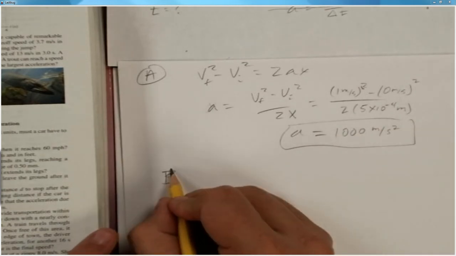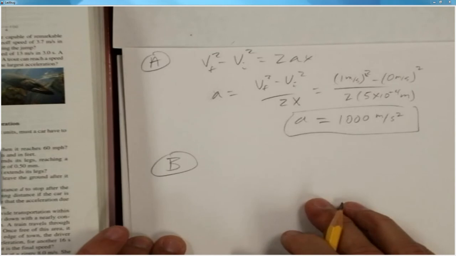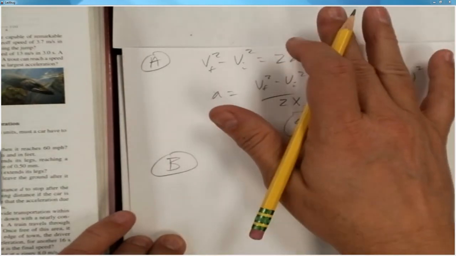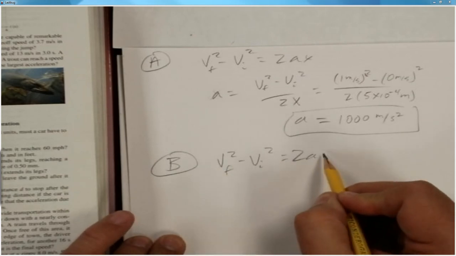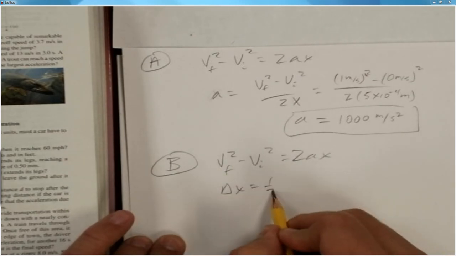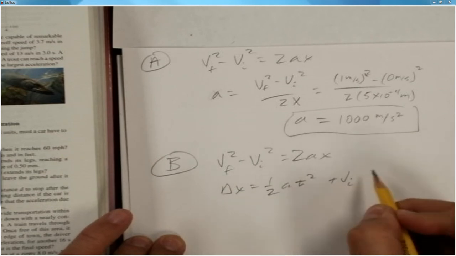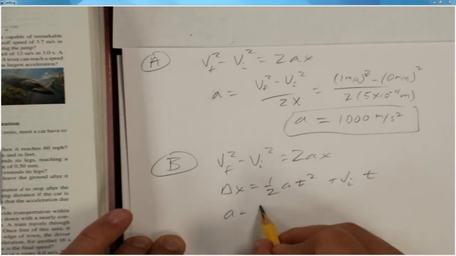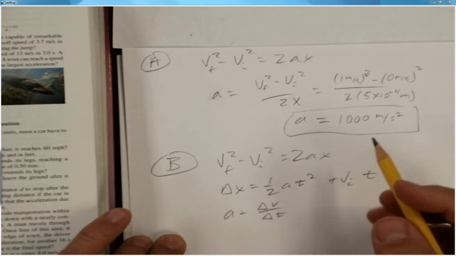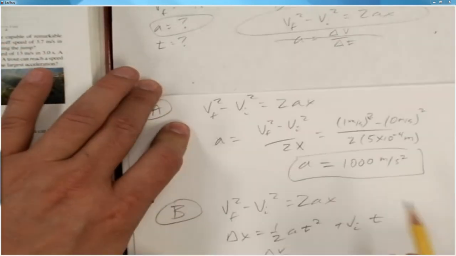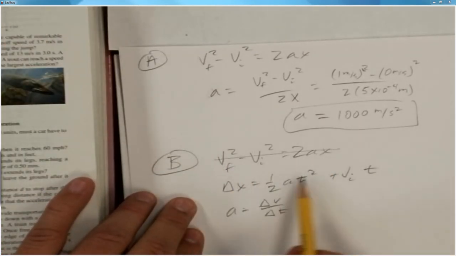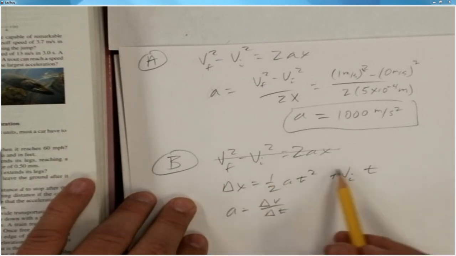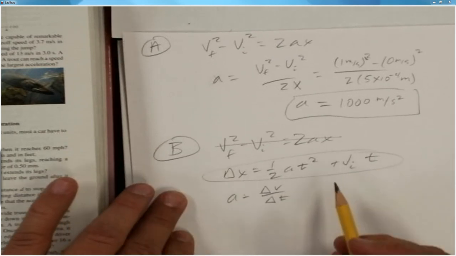And then part B, what does that ask you? How long does it take? So let's go back up to our equations. Vf squared minus vi squared is equal to 2ax, and delta x is equal to 1/2 at squared plus v initial times time, and a is equal to delta v over delta t. I now know everything except t. So the first one doesn't have t in it. That is no good for me. I could use either one of these. Either one is fine. I personally like this one, so I'm going to use it just because I like it.